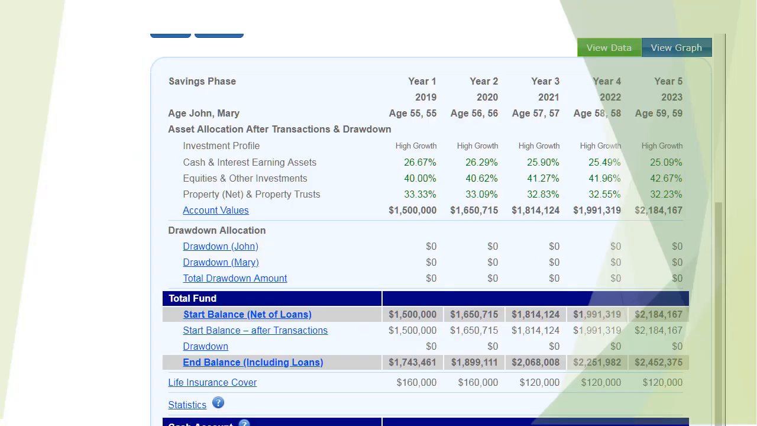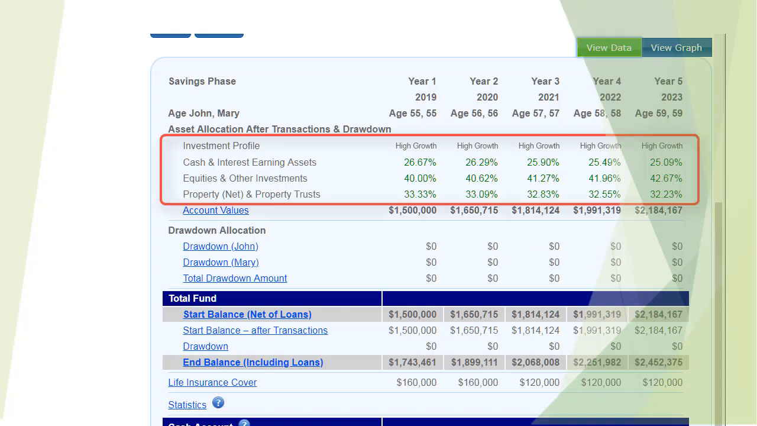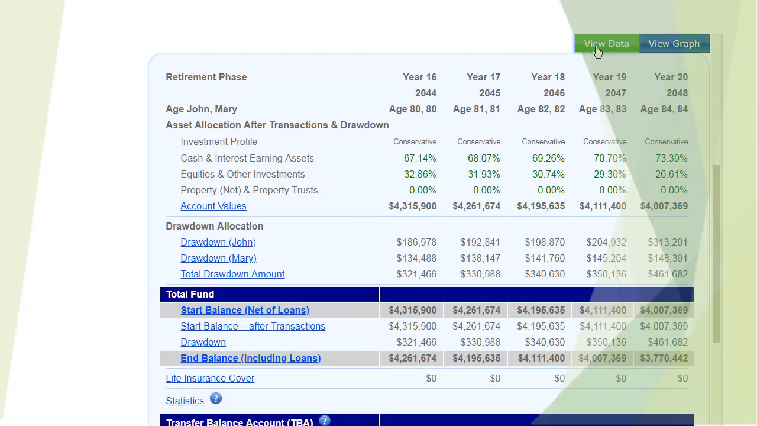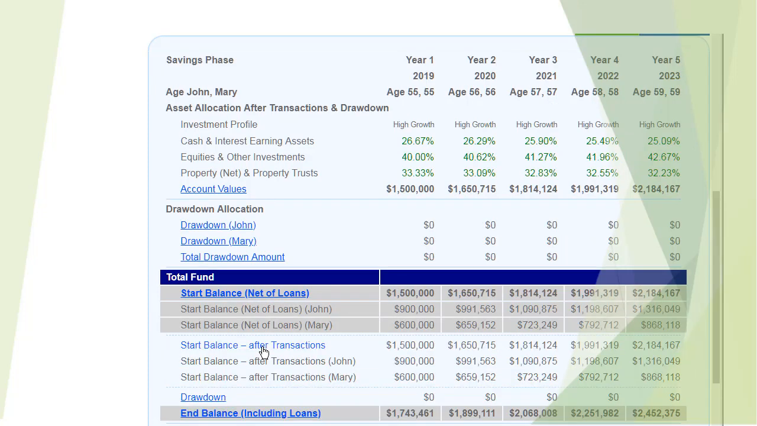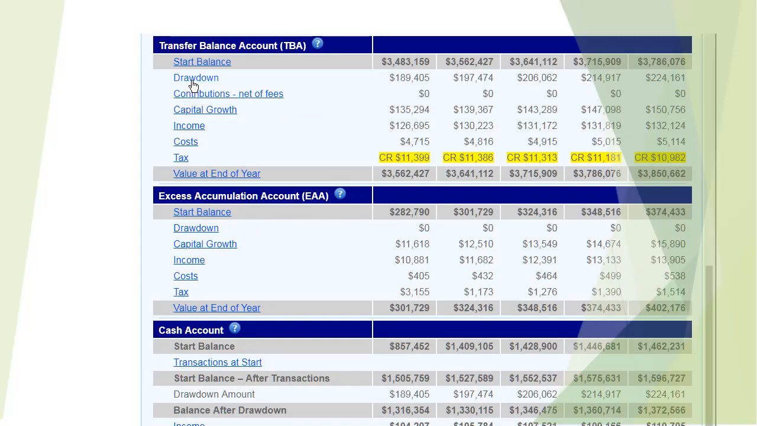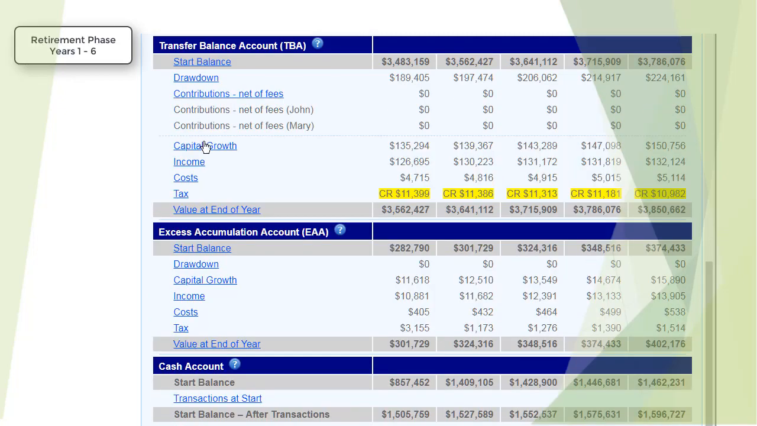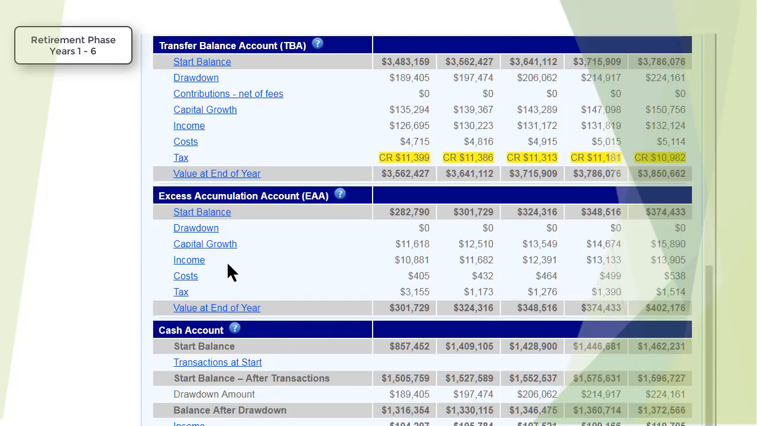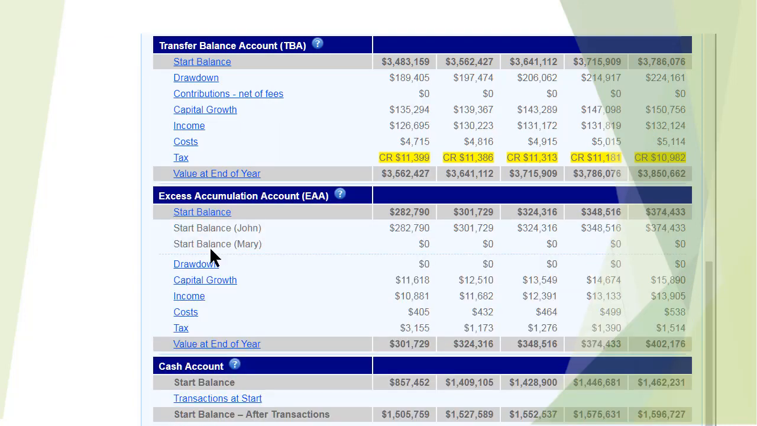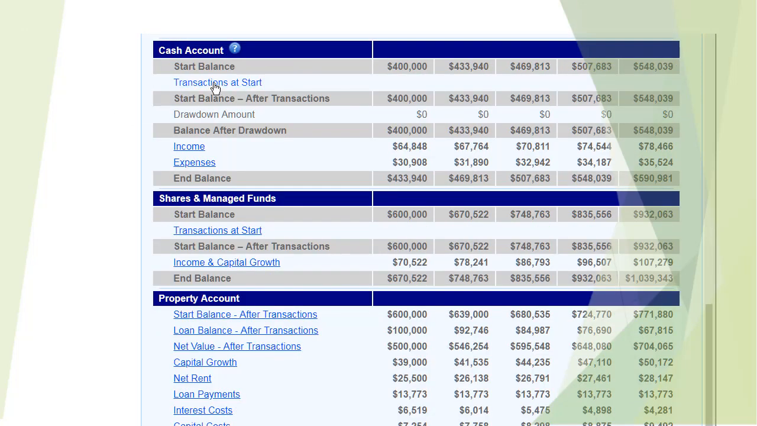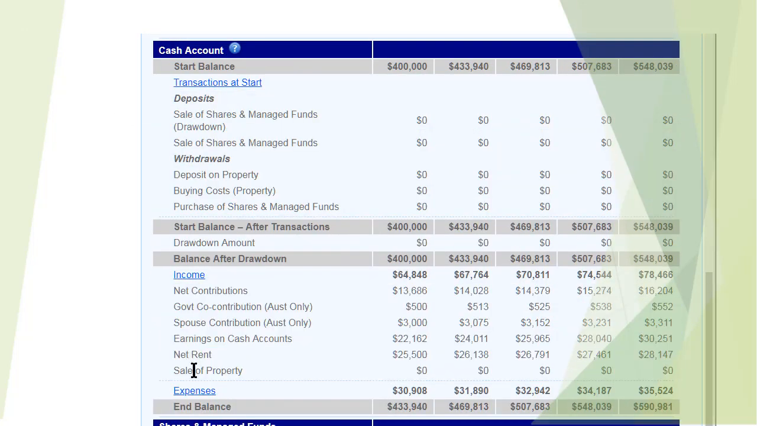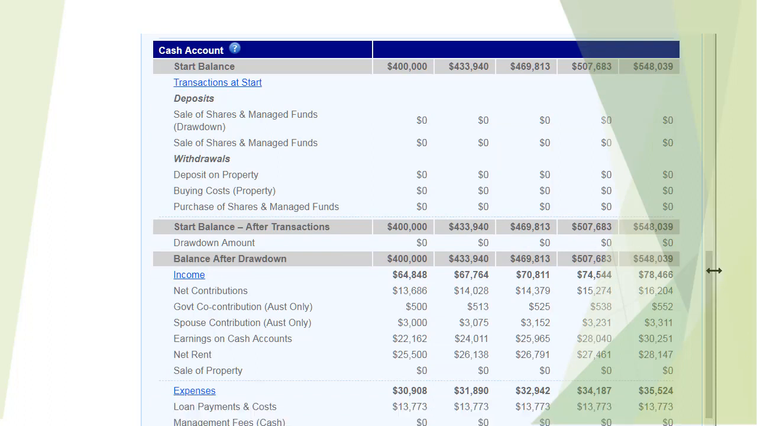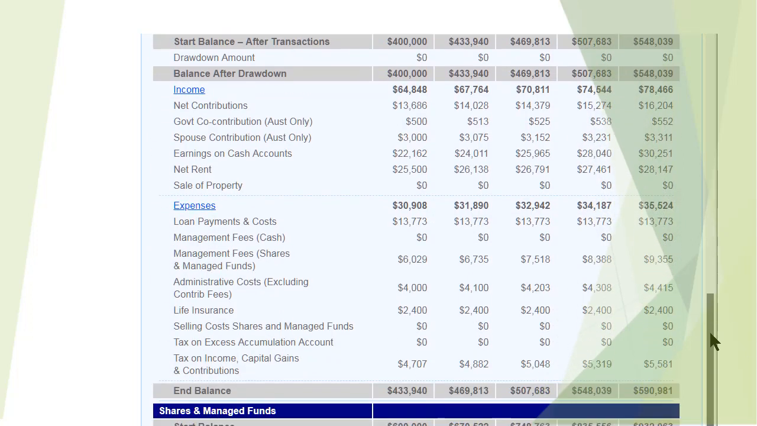Select the tab View Data and the investment profile is displayed, and you can monitor your entries as you progress through each 5-year period. Let us look at the information provided. First, you have the total fund. You click on the link to see the values for each partner. In the retirement phase, if either of the partners' funds exceed the transfer balance cap, then the information for the transfer balance account and the excess accumulation account are displayed for each partner. The cash account displays the transactions for both partners, although in reality they are calculated as separate accounts.